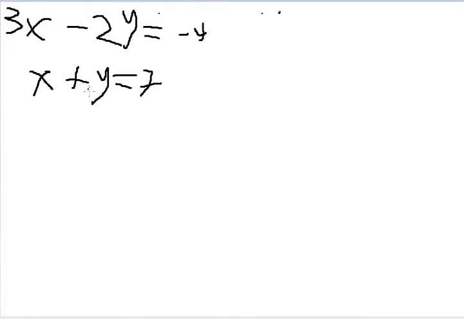The first thing you need to do to solve a system of equations is to isolate either of these variables. For this example, I will be isolating x, and you should know how to do this from grade 9. So x equals 7 minus y. Now that we've got our x, we would substitute it into the previous equation.